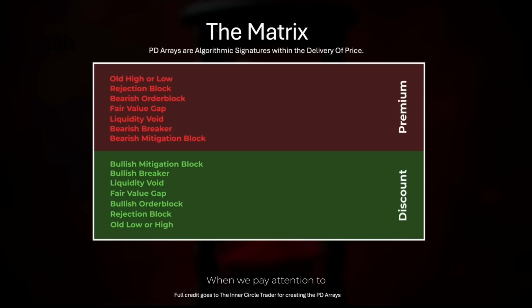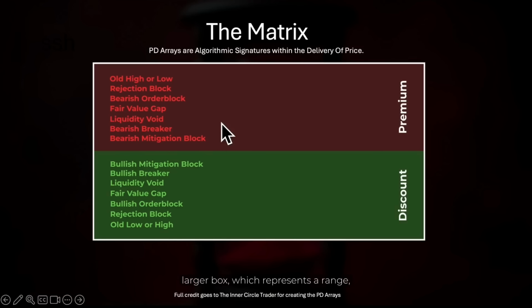When we pay attention to this matrix of the PD arrays, what you can see is that within this larger box, which represents a range, there is a premium side and a discount side. What this basically means is that above 50% there's a red box which represents the premium side, and below 50% there's a discount which represents the discount side. When we pay attention to the premium side first, it begins with an old high or low. Then we see the rejection block form, then the bearish order block, then the fair value gap, then a liquidity void.